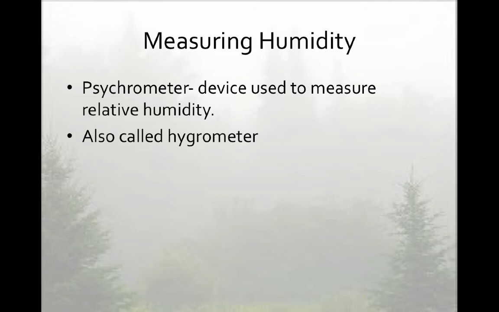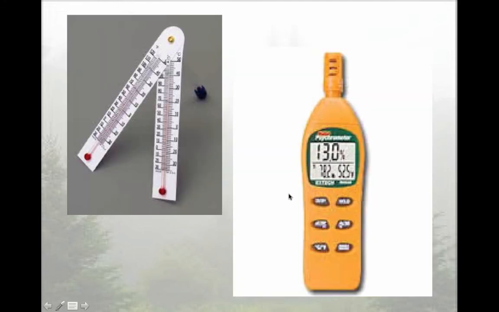And lastly, today we're going to talk about how we measure humidity. We can use a psychrometer, which is the device we use to measure relative humidity. It's also called a hygrometer. Here's a picture of both of these.